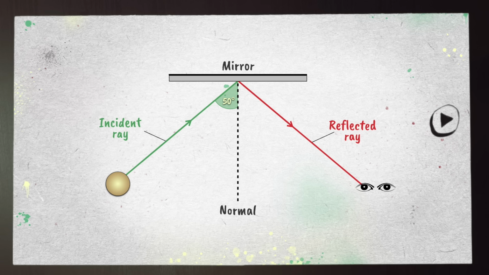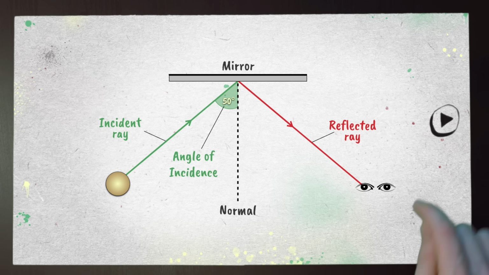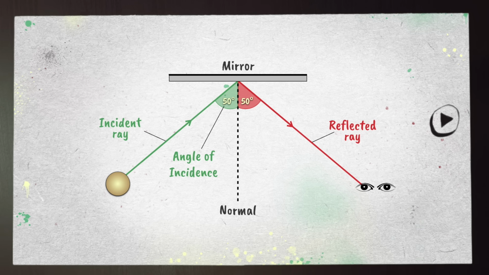So here, you can see that our incident ray hits the mirror at an angle of 50 degrees from the normal. This is the angle of incidence. And because the ray reaches the mirror at exactly 50 degrees from the normal, it will reflect at exactly 50 degrees from the normal. This angle is called the angle of reflection.